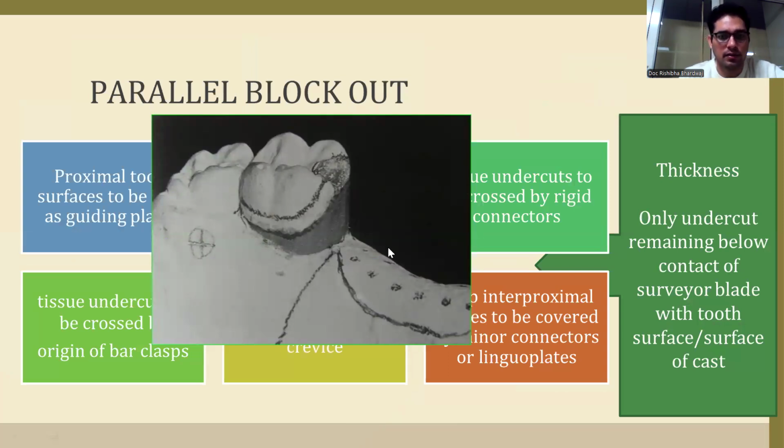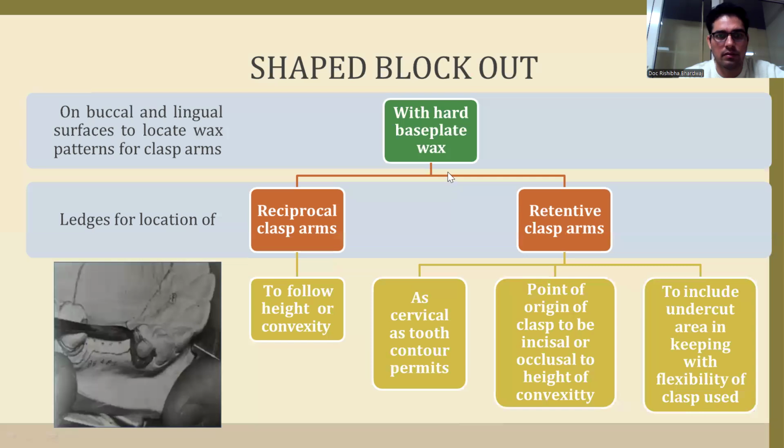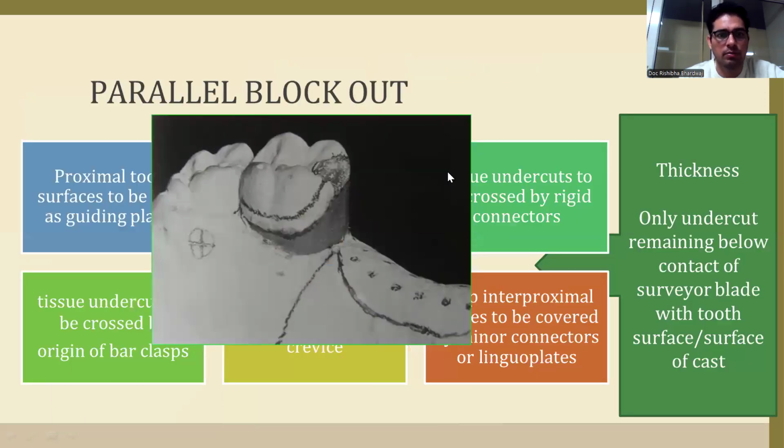Next is what is parallel blockout and what is shaped blockout. Parallel blockout is to make the abutment teeth parallel to each other so that the RPD can be placed, or the minor connectors can be guided to make a constant proximal contact with the tooth. And the thickness of these waxes or blockouts is only to the undercut remaining below the contact of the surveyor's blade with the tooth surface or the cast.